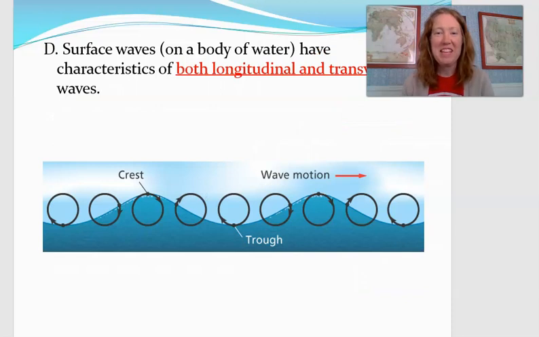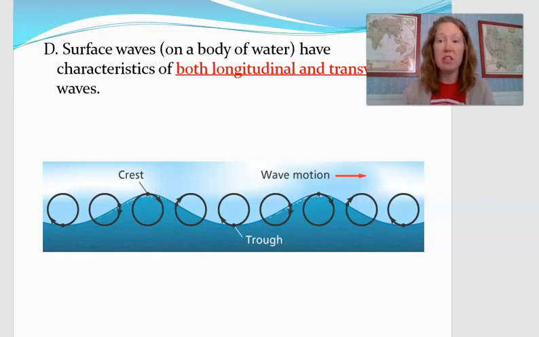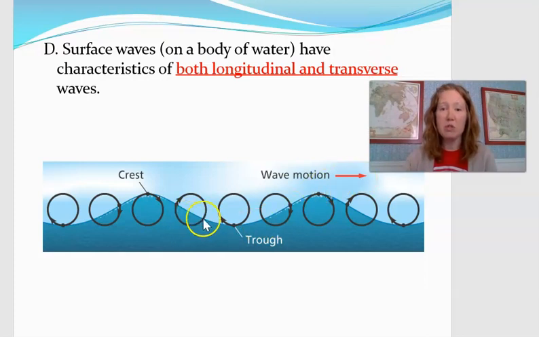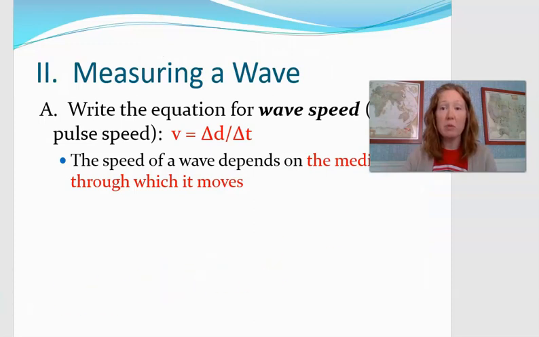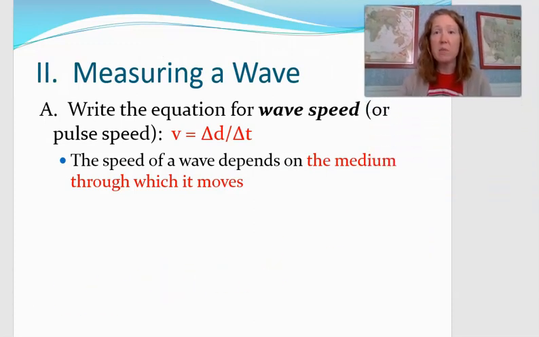If we're talking about water waves, those are really complicated because they are really a combination of longitudinal and transverse, which you can kind of see in this picture here, where the water at the surface is doing a circular motion. Okay. And then as far as the vocab goes, when we're measuring waves, there are lots of things we can measure about them.